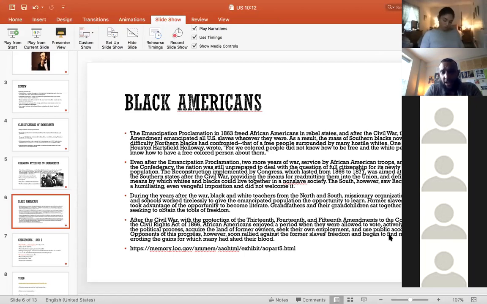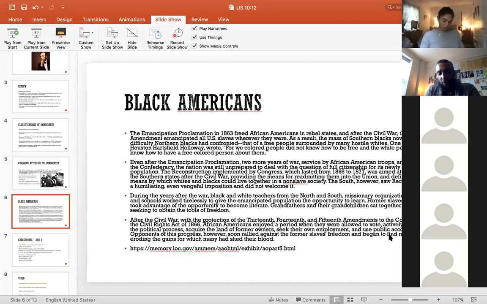If you've done your checkpoint, you should have some familiarity with what these three amendments were. After the emancipation and two more years of war, the nation was still unprepared to deal with the question of full citizenship for the newly freed Black population. Reconstruction lasted from 1866 to 1877. I believe it ended with the election of Rutherford B. Hayes as president and the removal of Andrew Johnson as president. It was aimed at reorganizing the Southern states after the Civil War, providing the means for readmitting them into the Union and defining the means by which whites and Blacks could live together in a non-slave society.